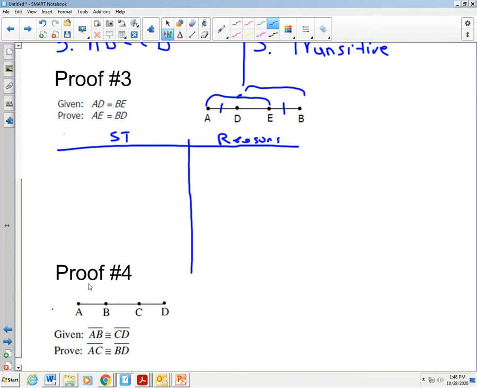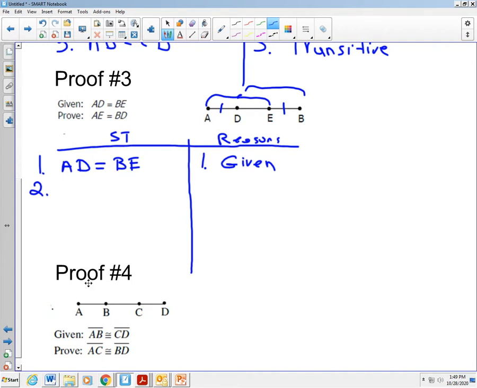Think about segment AE. Okay, isn't AE technically AD plus DE? But let's do this officially. Number 1, AD is equal to BE. Okay, what's the reason? Given. Number 2. We don't have anything else that we know, but we can use BOPS and create 2 new equations.